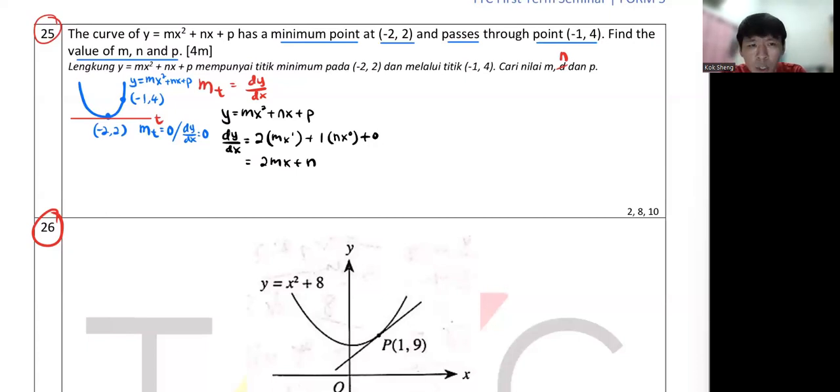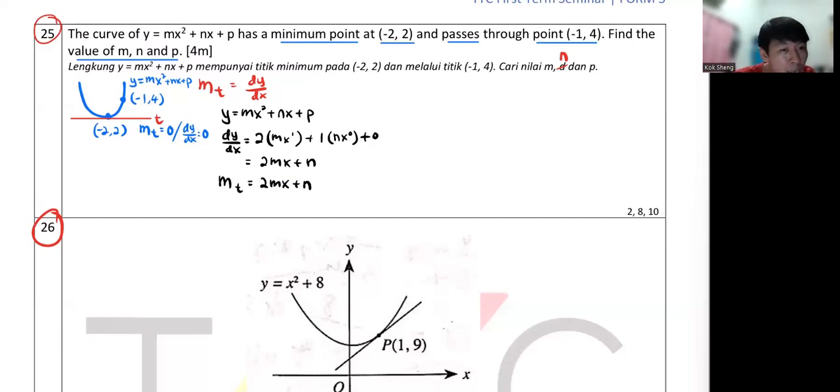Why can you say p equals 0? It's not p equals 0. This is when we differentiate. It's not the p value. Just like when we differentiate, the p is gone already. So mT equals 2mx plus n.